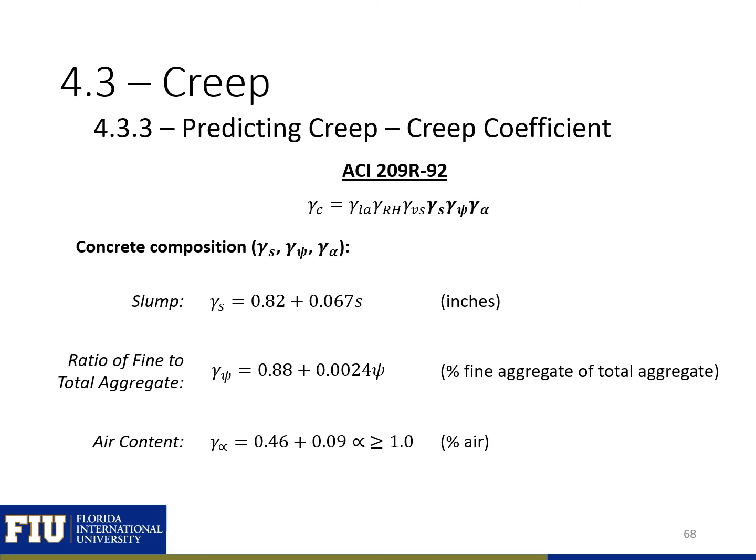Finally, we have three factors that take into account the concrete composition. The first factor accounts for slump, and a higher slump will lead to a larger creep using ACI 209R. Next, we have the same factor that takes into account the ratio of fine to total aggregate. So a higher fines content will lead to higher creep. And finally, our air content. If we have more air, we'll have a higher creep value.